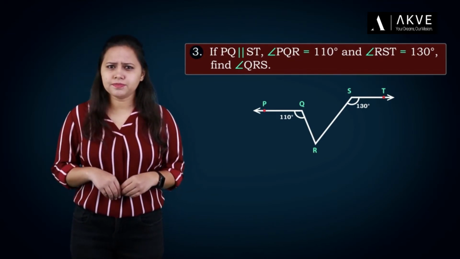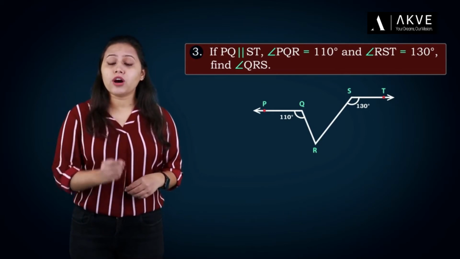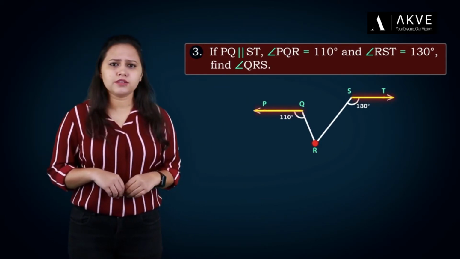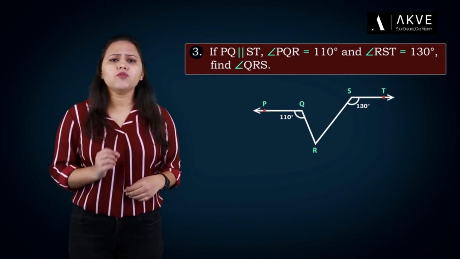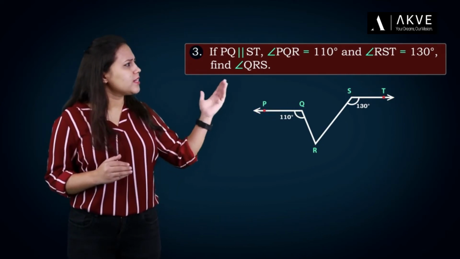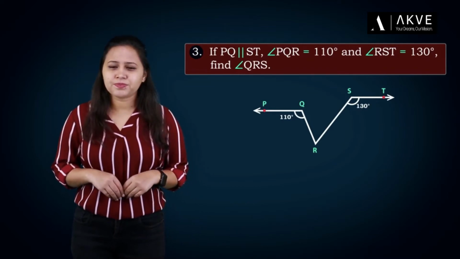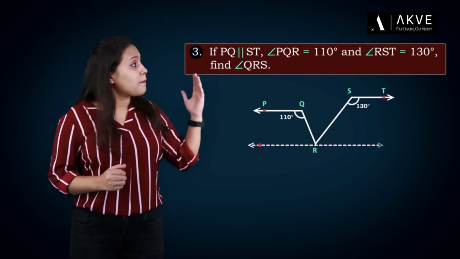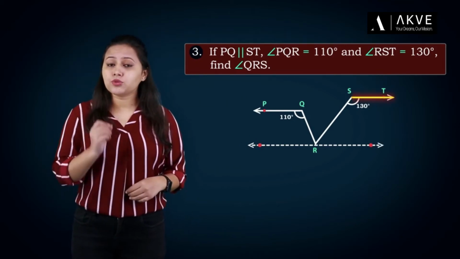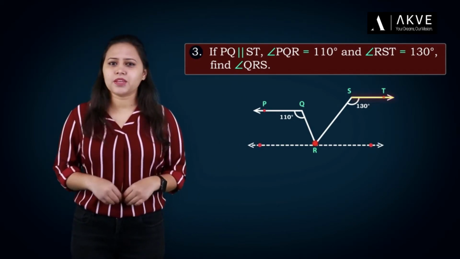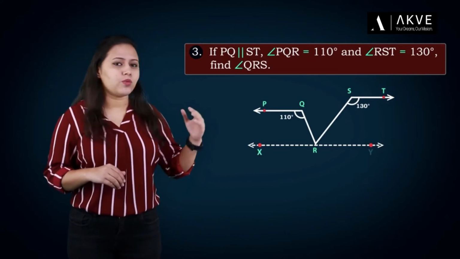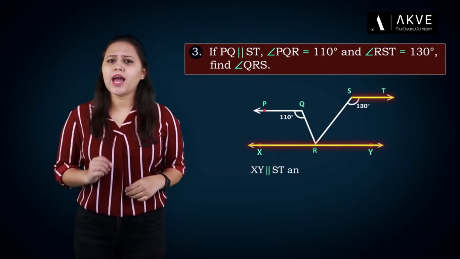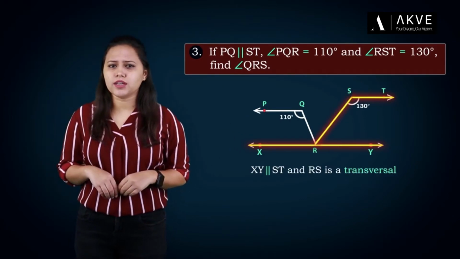How will we find it? Any idea? What if we draw a line parallel to these two lines passing through this point? Then there will be some relation between these angles, right? So let's do a construction here. Let's draw a line parallel to ST passing through the point R. Let's name this line XY. So now we have XY parallel to ST and RS is a transversal.